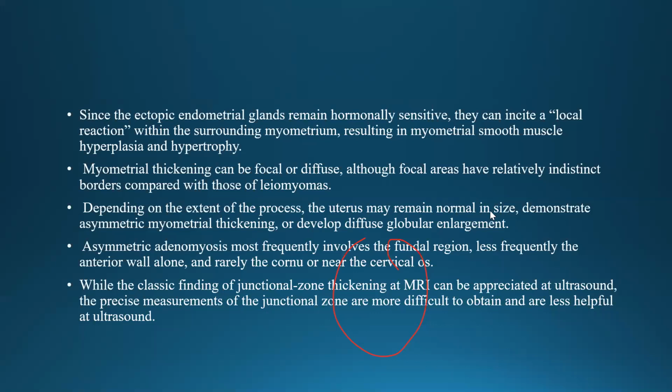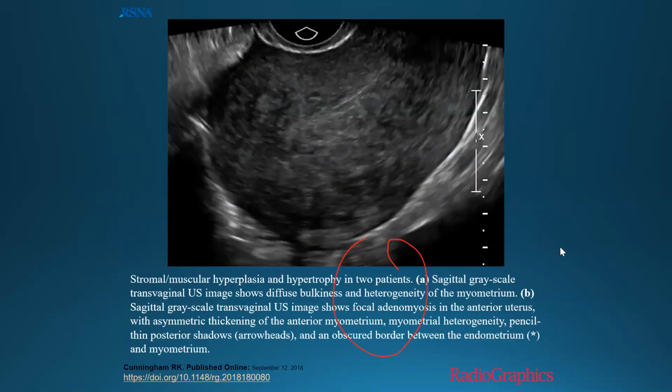So this is another ultrasound picture. It depicts a sagittal transvaginal ultrasound image. You could see how the uterus is diffusely bulky. There is a heterogeneity of the myometrium. You could tell that this myometrium is not homogeneous. This part is not equal to this part. There is a thickening of the myometrium. This is how you see the adenomyotic uterus.